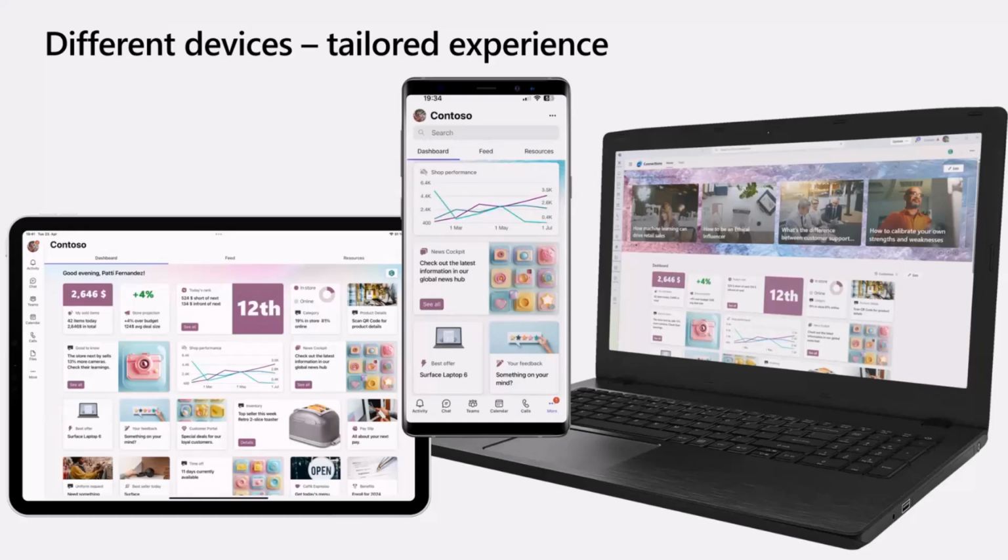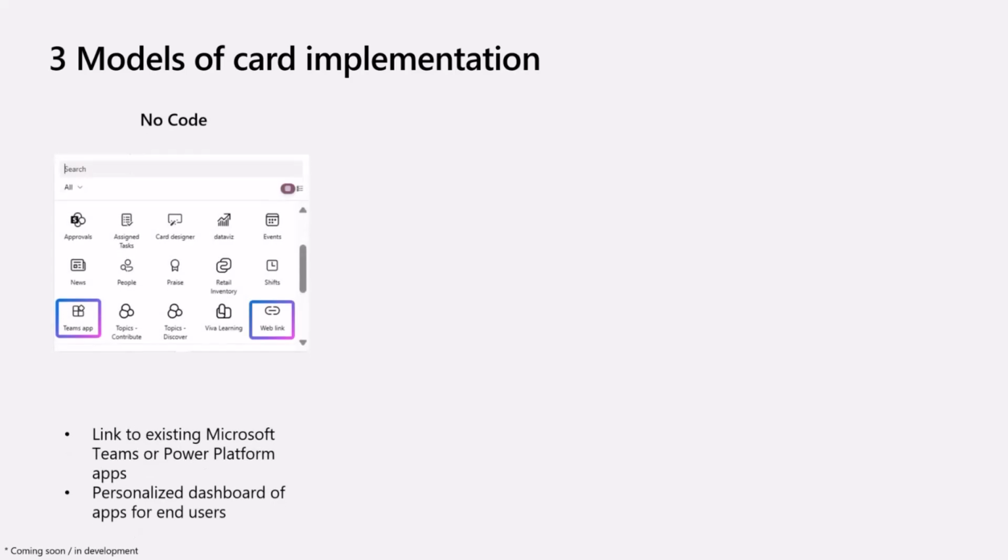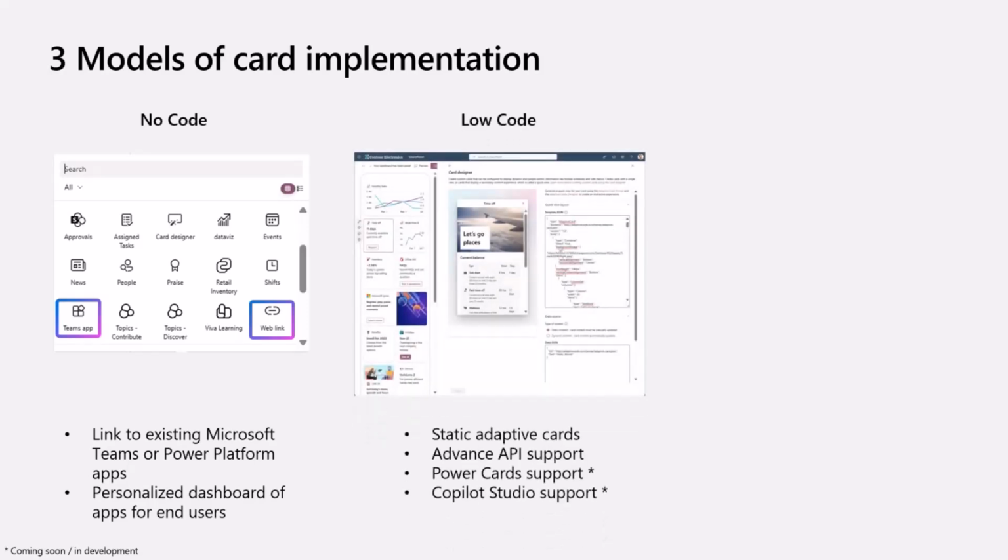experiences. Now, when we implement stuff for the Viva Connection, just quickly recapping, we do have 3 different modes to provide experiences. So you can do no-code extensibility, which is really linked to existing Microsoft Teams or Power Platform apps, and you can do personalized dashboard of apps for the end users. So you can actually build different kind of dashboard, define what are the functionalities, out-of-the-box functionalities which are exposed to which audiences.